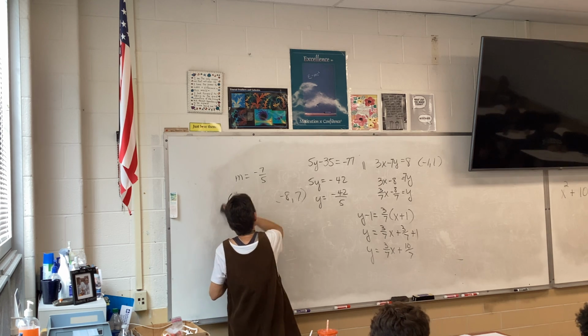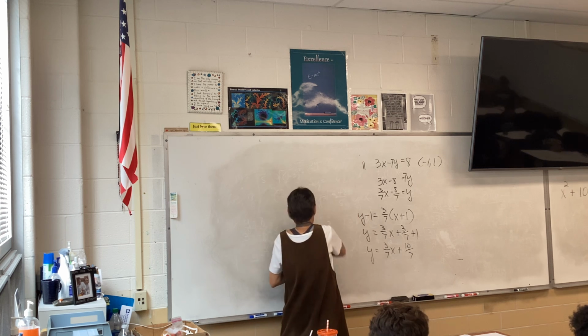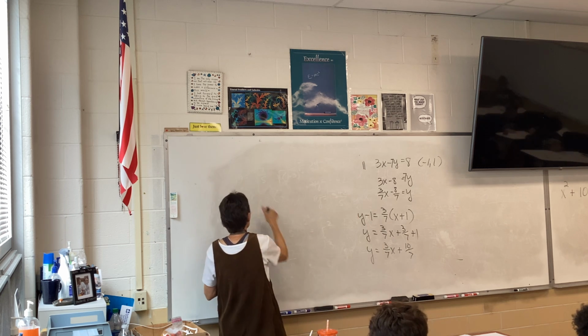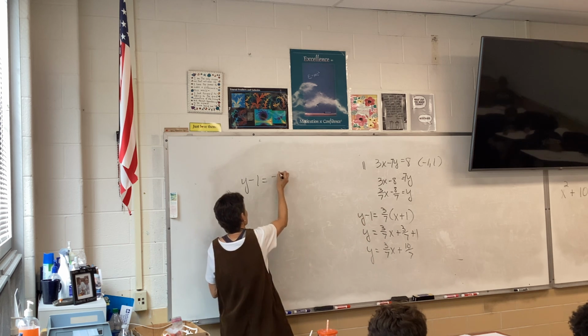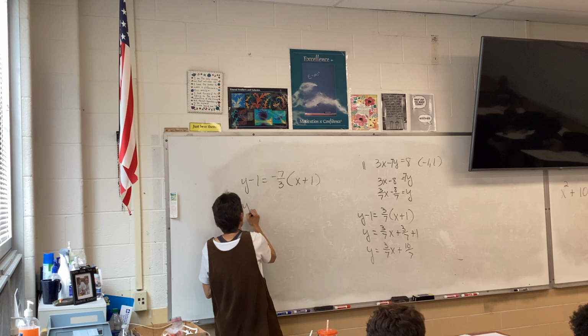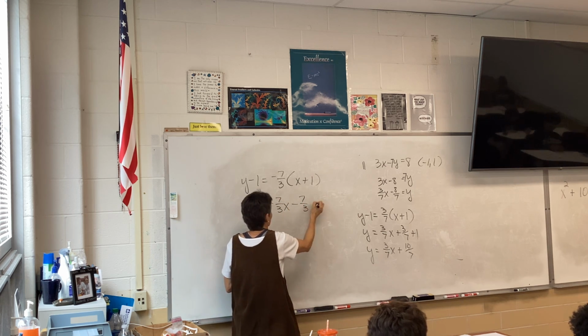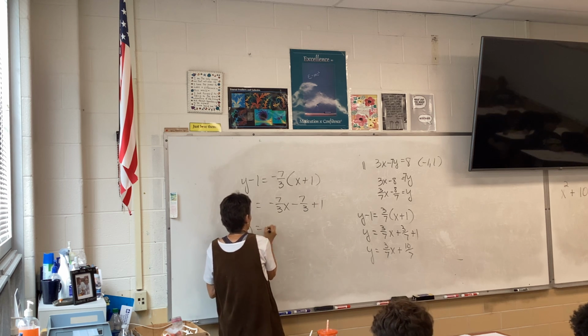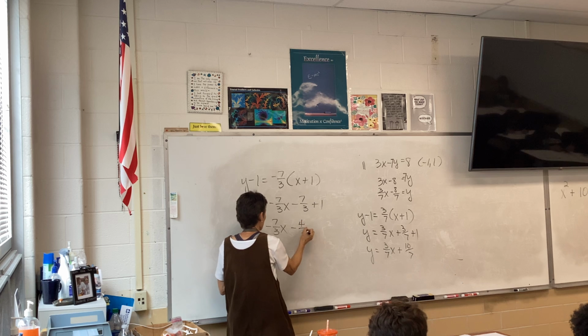Now, what will my perpendicular line look like? Same exact thing, except instead of using 3/7, I'll use -7/3, and everything else is exactly the same. So I'm getting -7/3 x minus 4/3.